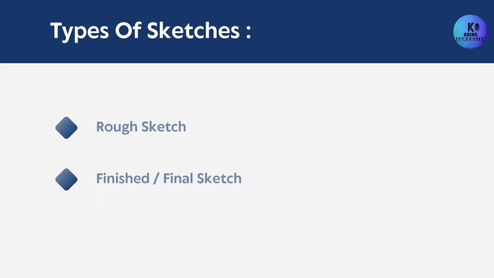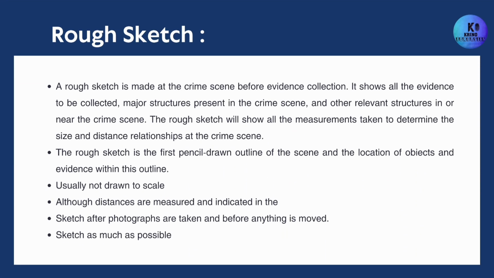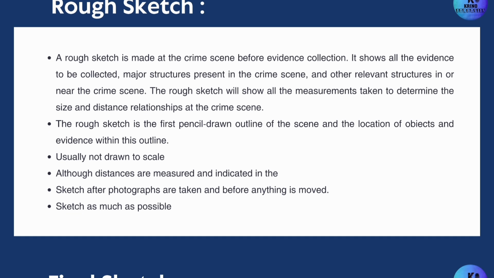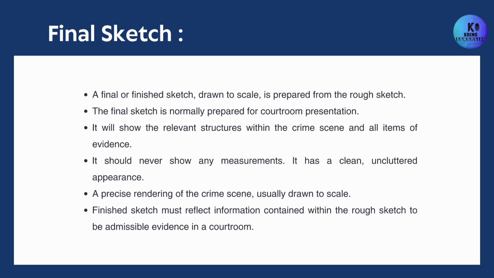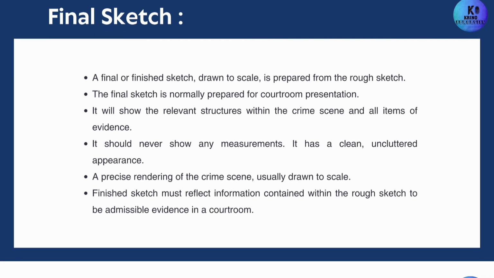Types of sketches. There are two primary kinds of sketches used in forensic investigations, rough sketch and final sketch. Rough sketch is the first draft drawn right at the scene. It's not usually to scale, but it includes all measured distances and location of evidence. This sketch captures the raw layout before anything is moved. Final sketch. Later, using the rough sketch and measurements, a clean scaled version is drawn. This is the version used in court. It must be free from clutter and never include the actual measurements written on the sketch.